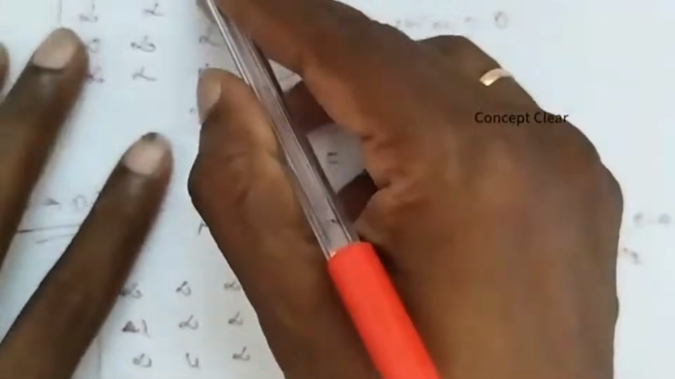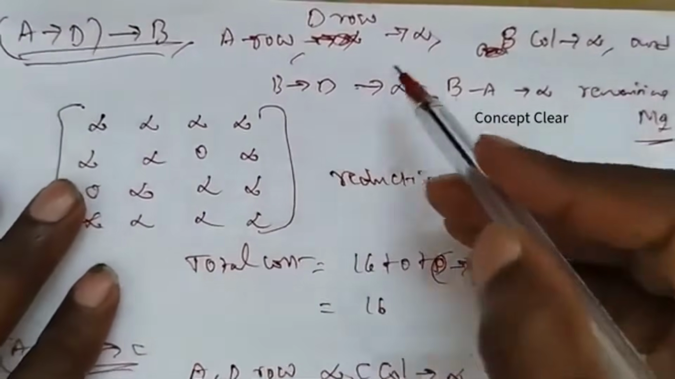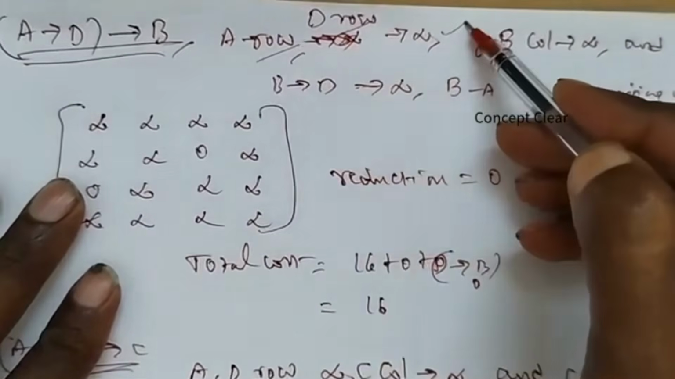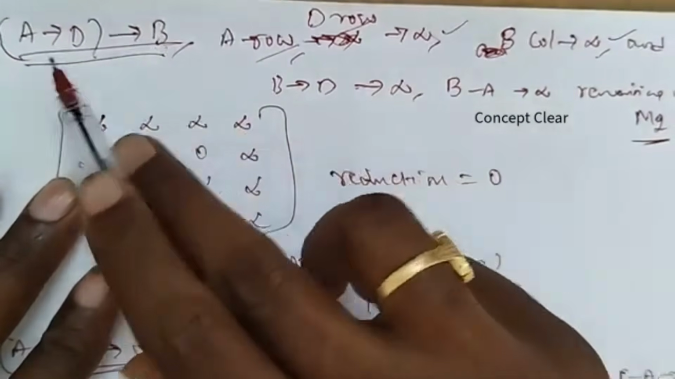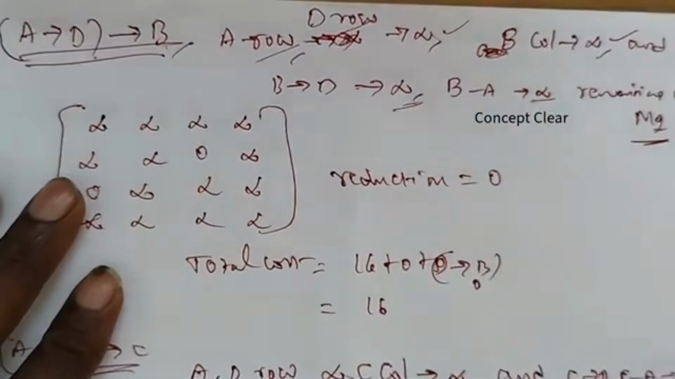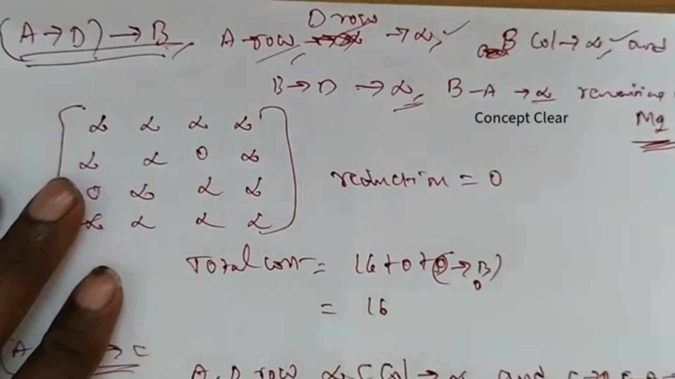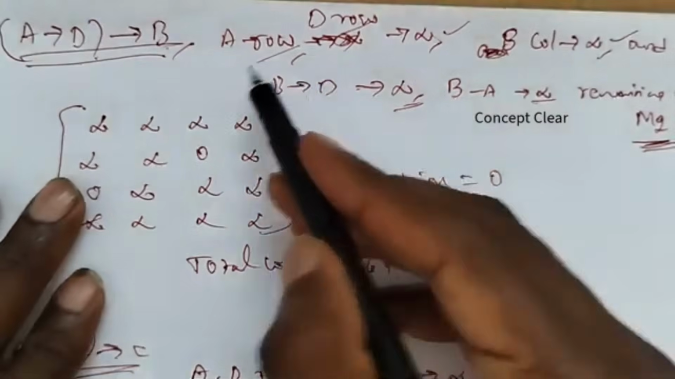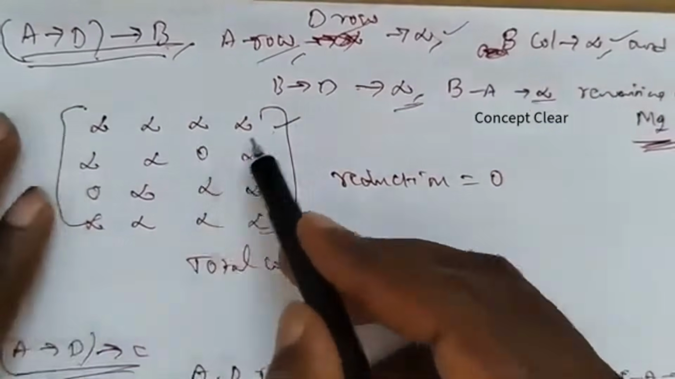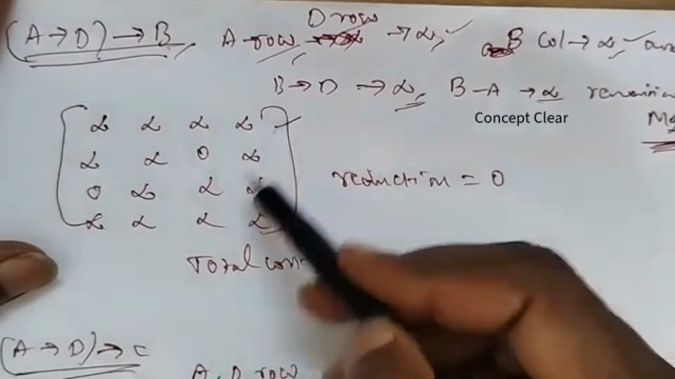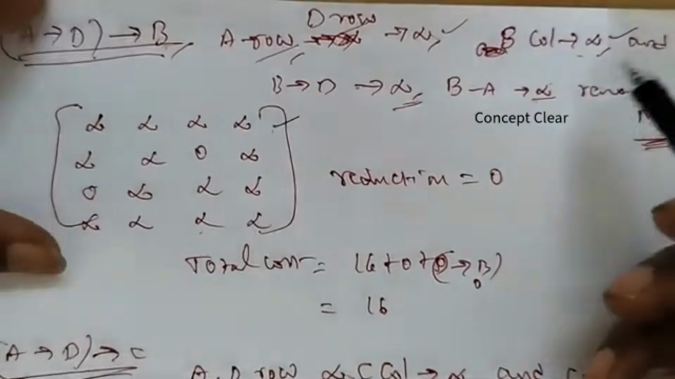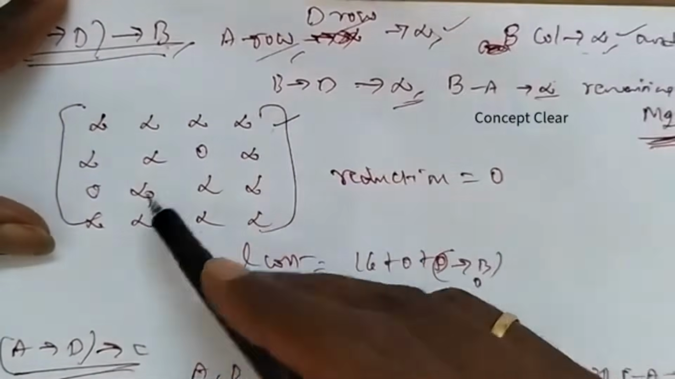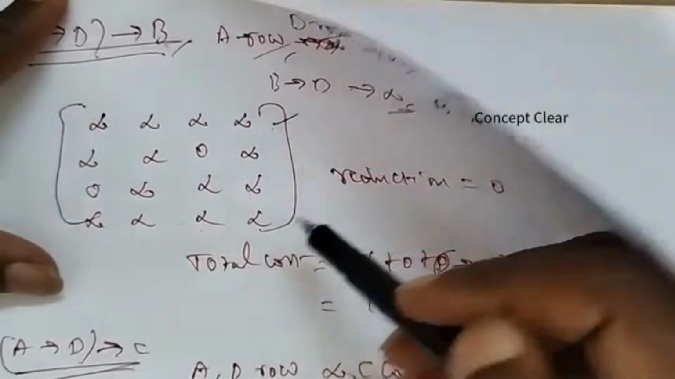See here, for A to D to B, what do you have to take? You take the A row values and D row values as infinities, the B column values as infinities, and the B to D and B to A paths as infinities. The remaining values come from the M2 matrix. So here the A row is infinity, the D row is the same, and the B column is the same, from the previous values. All the infinities: A row, D row, B column. The remaining are from the M2 matrix.